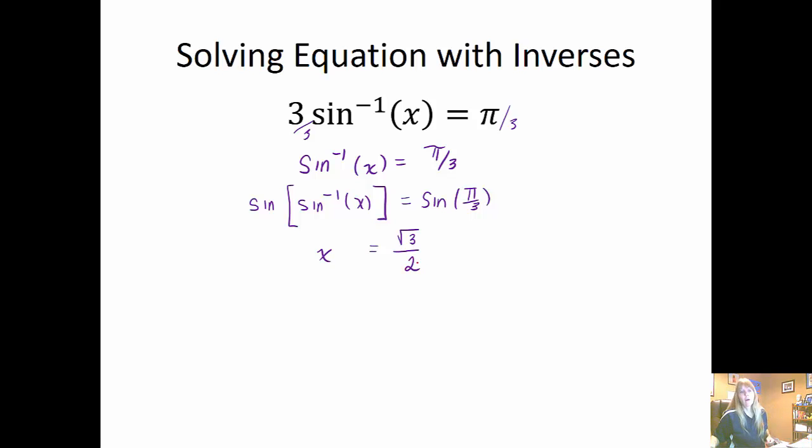So that's solving inverses, finding domain and range, and then actually solving an equation that contains an inverse, and that ends the section.